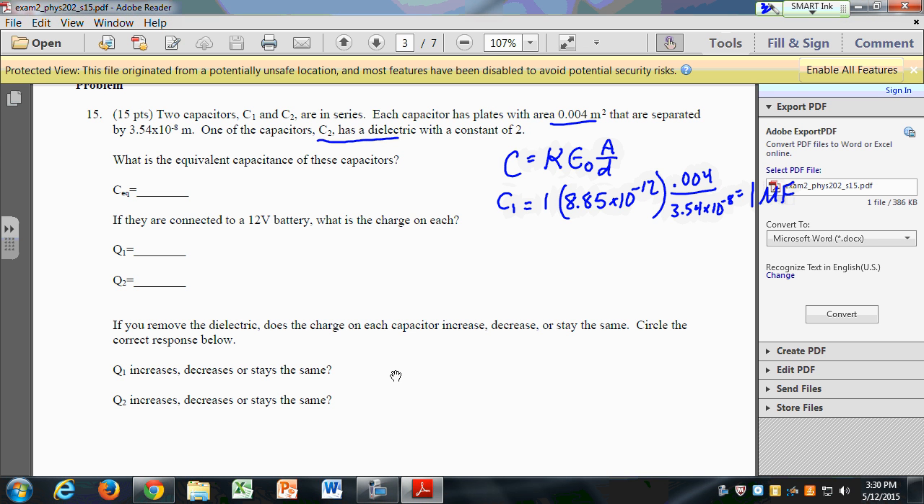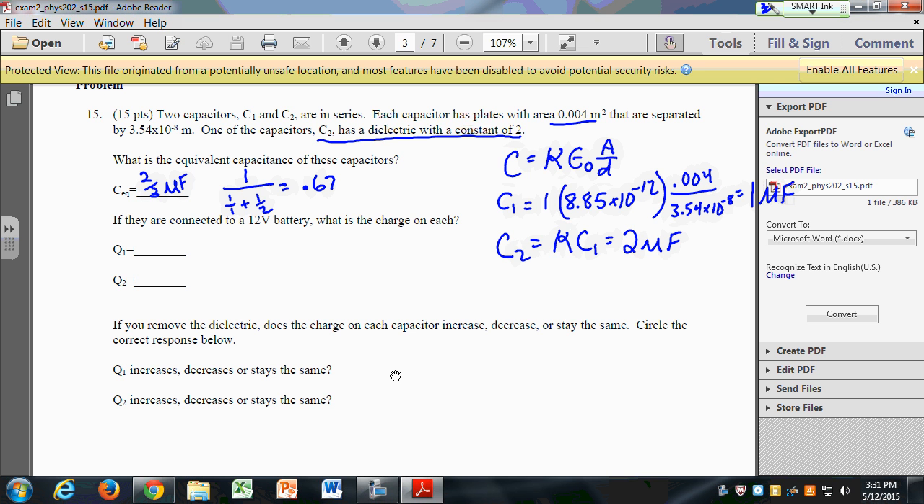And then C2 has a dielectric. So C2 is kappa times C1, because all the dimensions are the same except the dielectric. So this is equal to 2 microfarads here. All right. And then we want to know the equivalent capacitance. So it's going to be 1 over 1 plus 1 over 2. 2 halves plus 1 half is 3 halves, so it's 0.67, or 2/3.